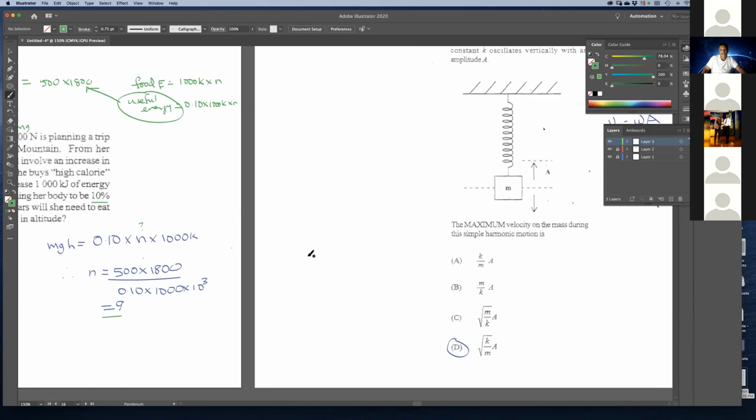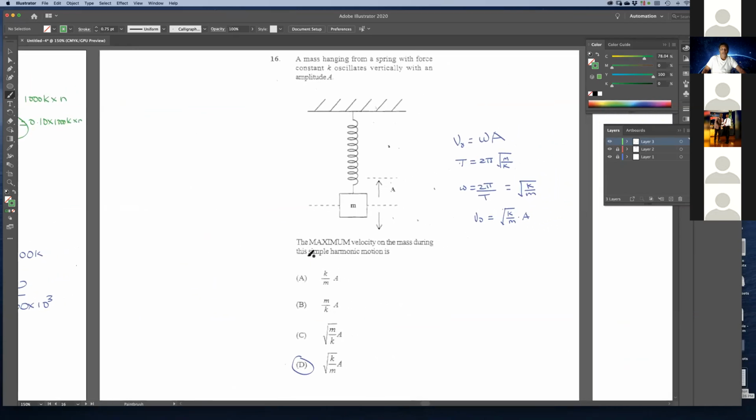You get? All right, number 16. I wrote up the solution here already. A mass hanging from a spring with a force constant K oscillates vertically. Once we know mass on a spring, we're supposed to know there's an equation for the period T. T is equal to 2 pi root m over K. That's an equation we are supposed to know. So don't ask me where it comes from. I can derive it, but its derivation is no longer needed. It's in your notes for a spring.